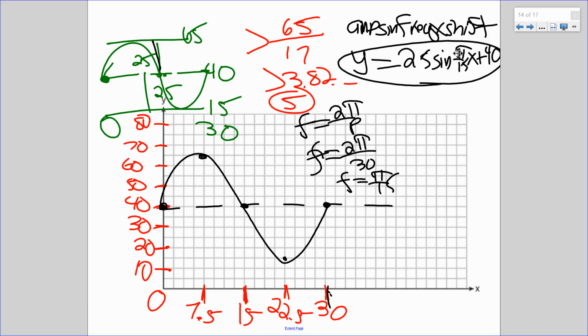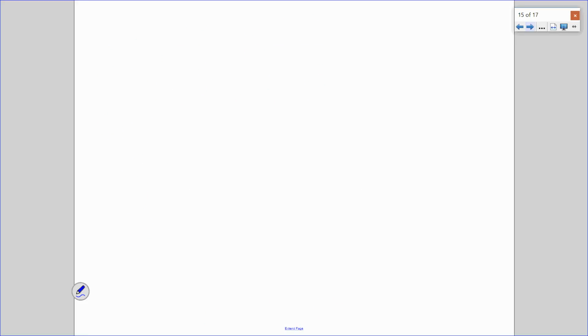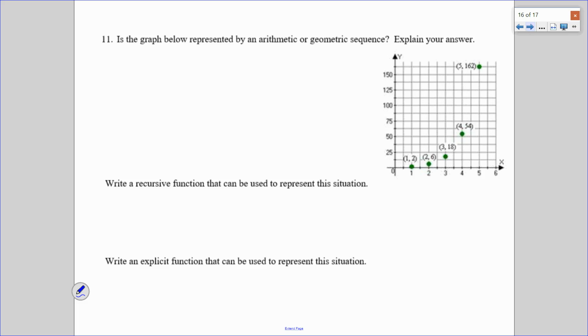It feels like we should be done at this point. But we're not. Number 11. That's not number 11. That's our break time.